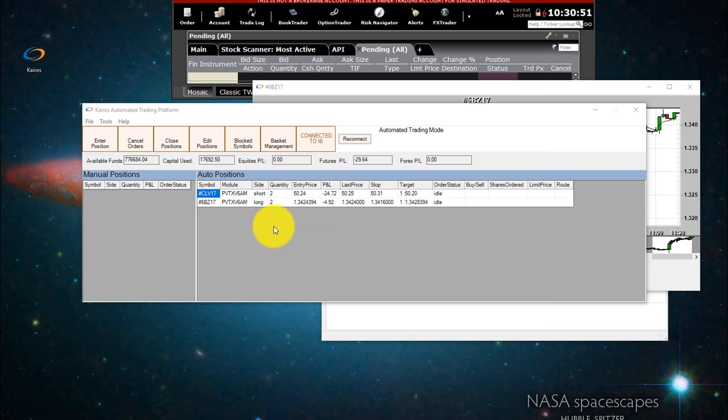Now we just had an entry for the British pound 6B, and we had an entry price of 1.3424. So the initial stop would be 8 ticks below that, or 1.3416. And so we see that it's moved up, so the stop is now currently at 1.3417. And the first target is at 1.3428, or 4 ticks above 1.3424.